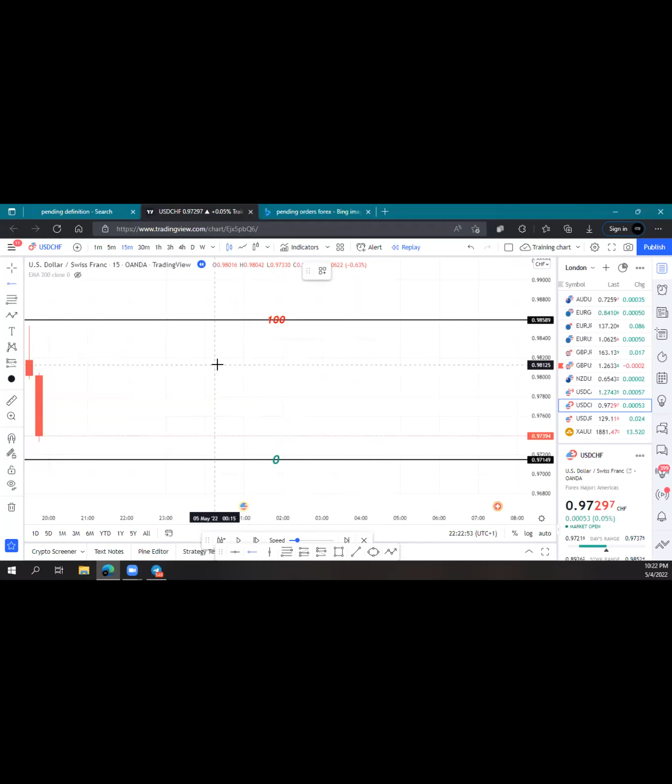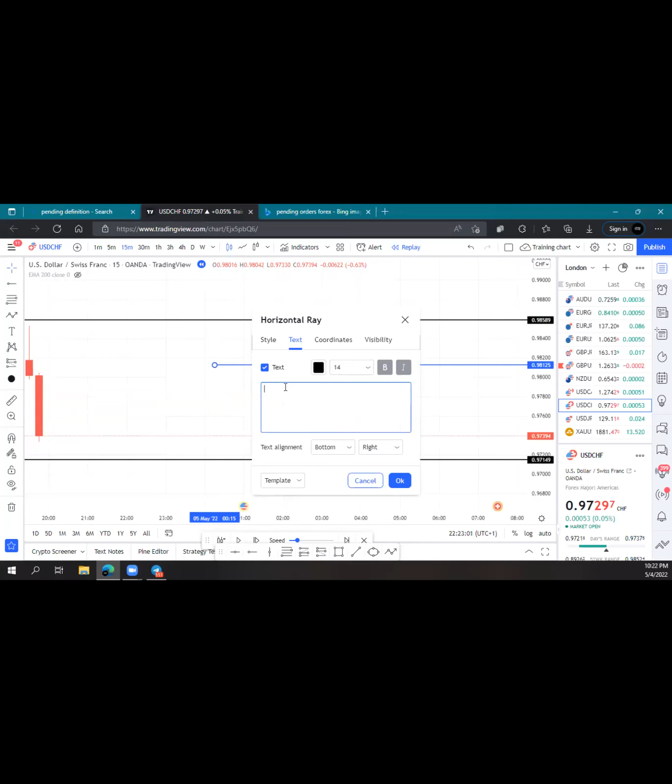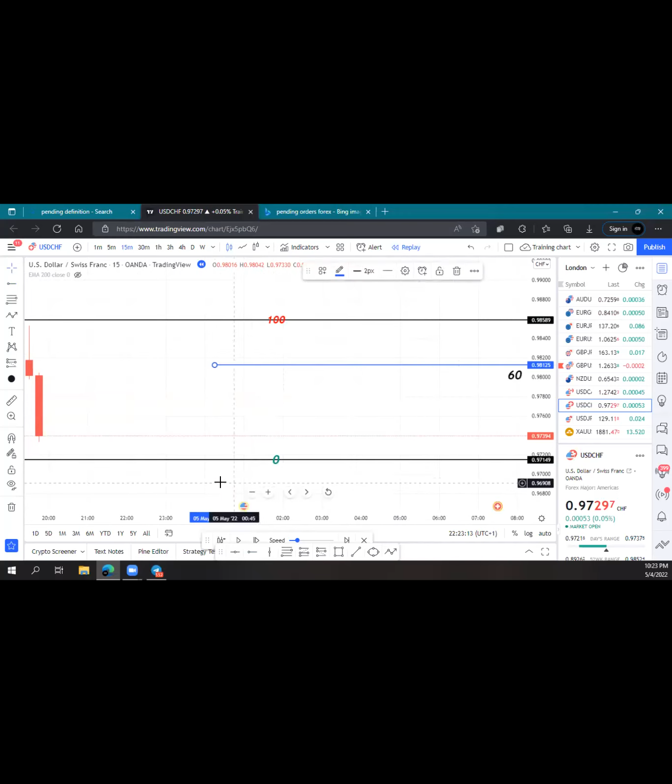If I tell you to sell at 60, what pending order are we supposed to take? Now look at the blue dot, it represents the market. What pending order are we supposed to take if I tell you to sell at 60, right?